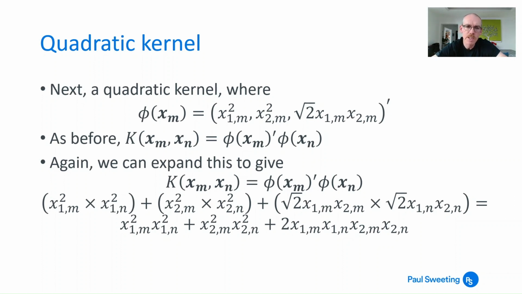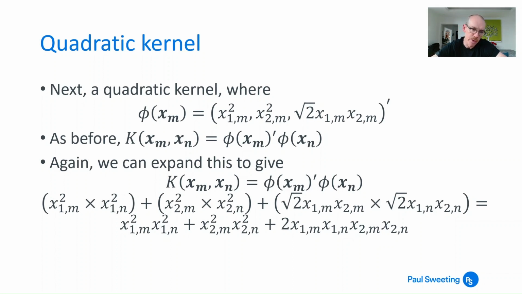So as before, k(xm, xn) is equal to phi of xm transpose phi of xn. And as before, we can expand this to give k(xm, xn) being equal to x1m squared times x1n squared plus x2m squared times x2n squared plus root 2 x1m x2m times root 2 x1n x2n. So essentially we're looking at the dot product of those two vectors, which means that each of those elements gets multiplied by the corresponding element in the other vector, the vector for m and the vector for n.